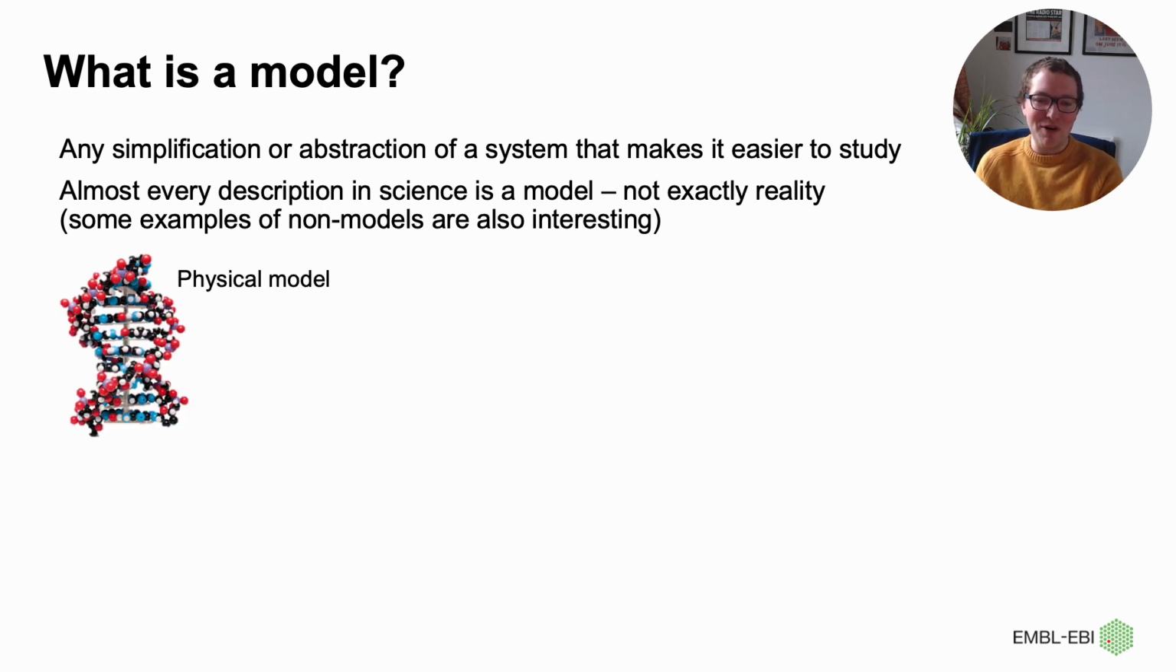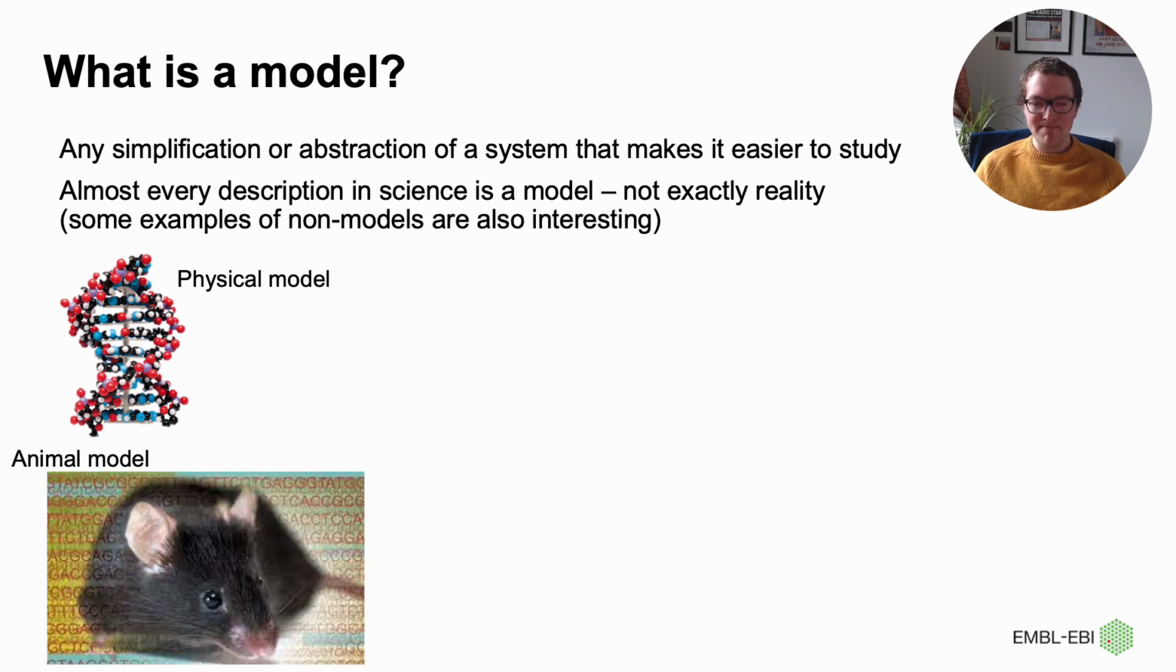Maybe to try and make this a bit more concrete, here are a few examples of different types of models. So, physical models. A physical model would be the chemical structure of DNA. That's a model of what DNA is. It's not exactly what DNA is. Actually, making it up from the little plastic balls is also a model, because it's not actually the DNA, but it makes it easier to see and study.